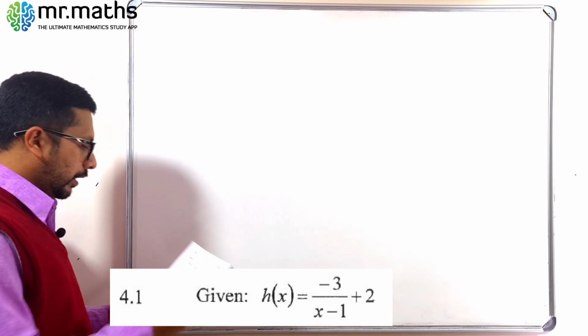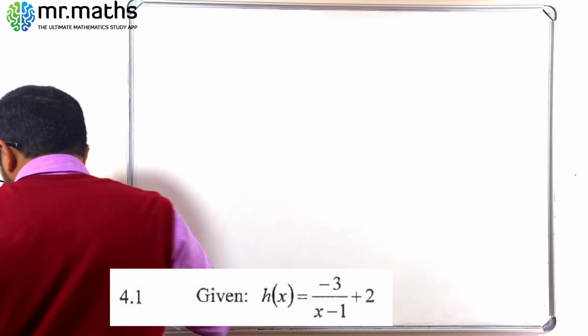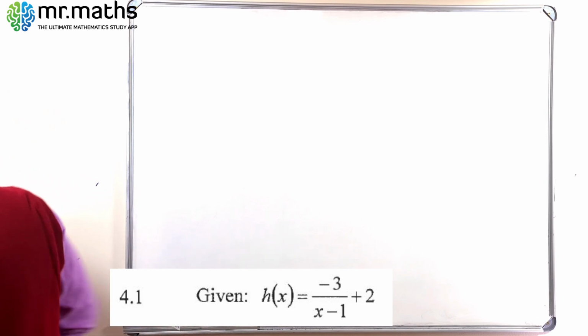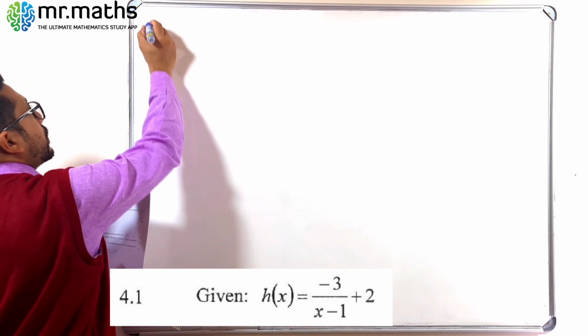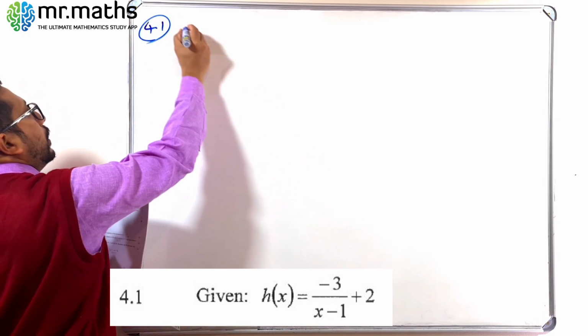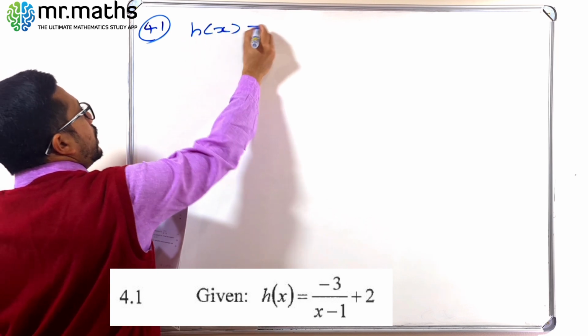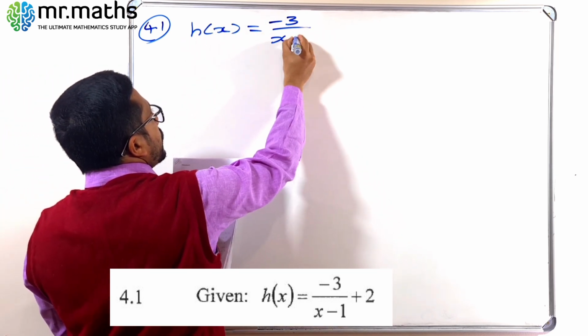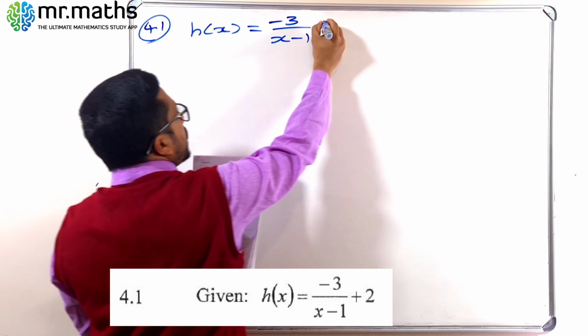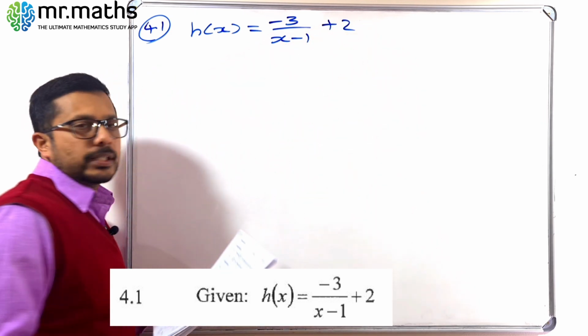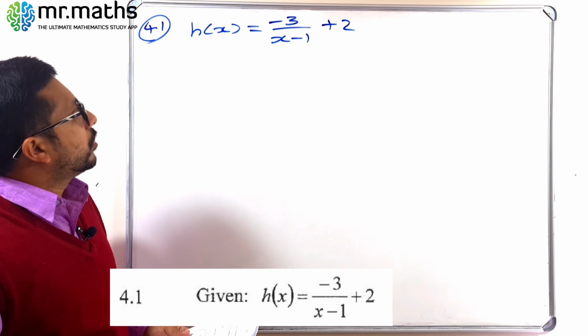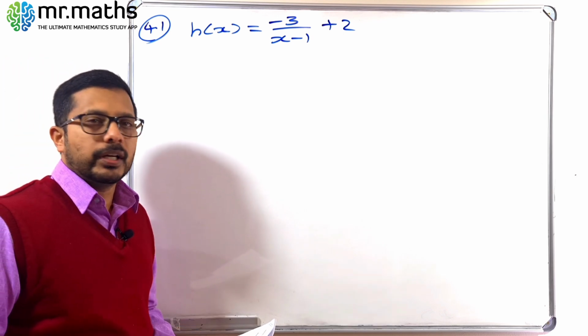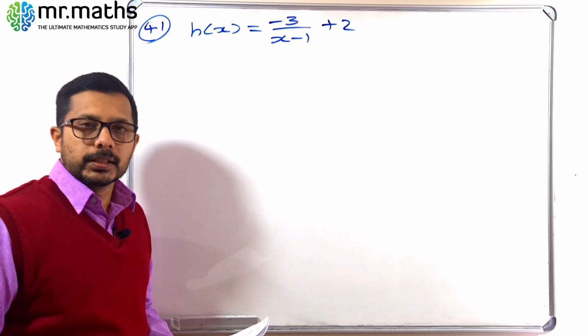4.1. Given h of x, there is a function given and the name of the function is h of x. This is question number 4.1. h of x is equal to minus 3 divided by x minus 1 plus 2. So there is a function given like this.